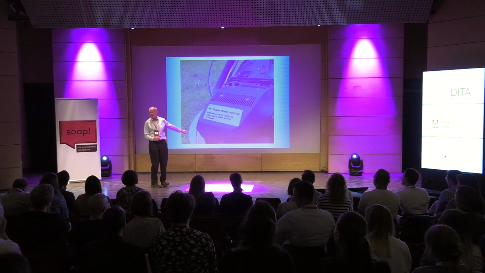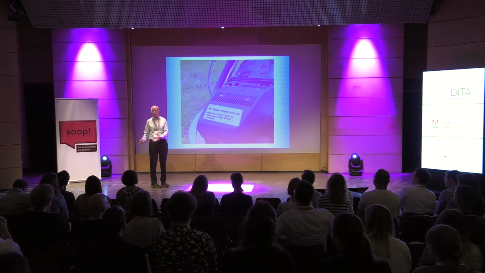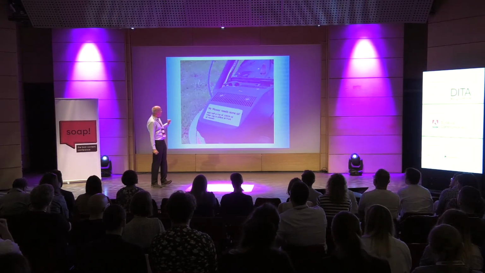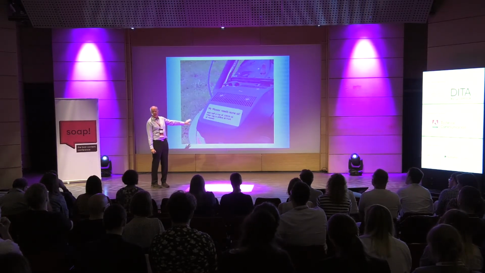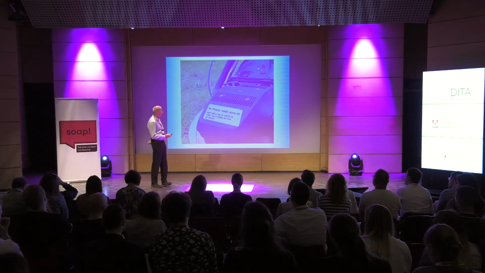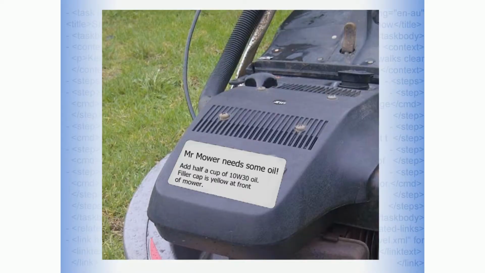This is something that would normally appear in a manual. But why would you need to look at the manual? If the mower knows it's short of oil, why wouldn't it just tell you? And so this could be using, by the way, e-ink. So this could be an e-ink panel instead of the mobile phone.